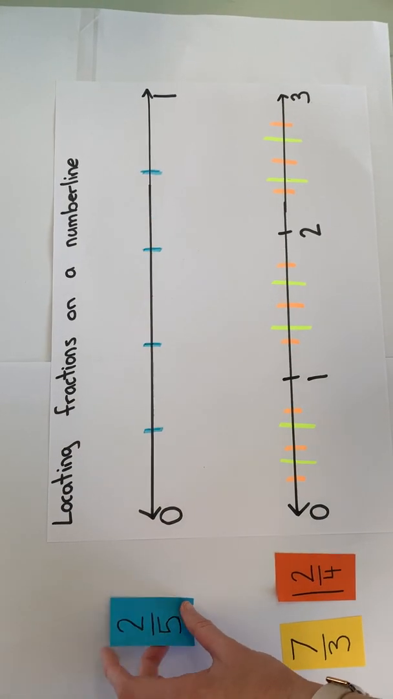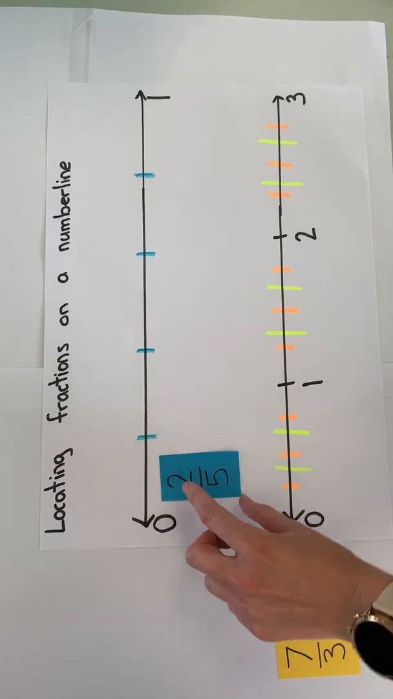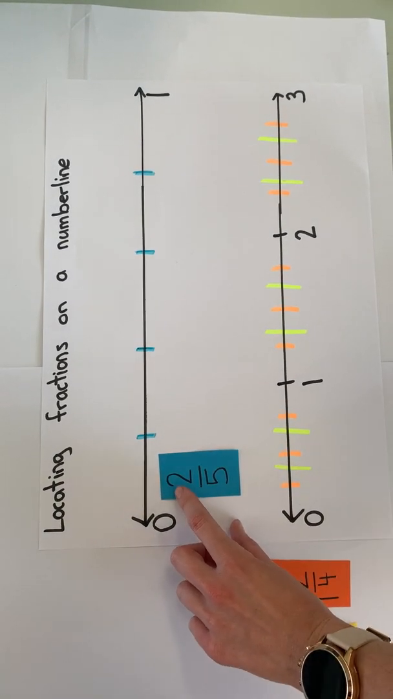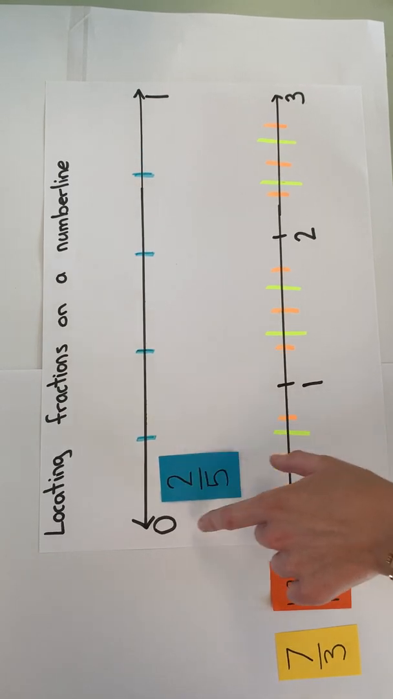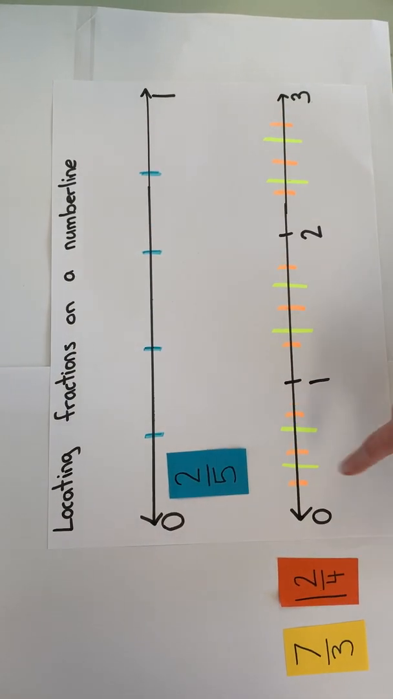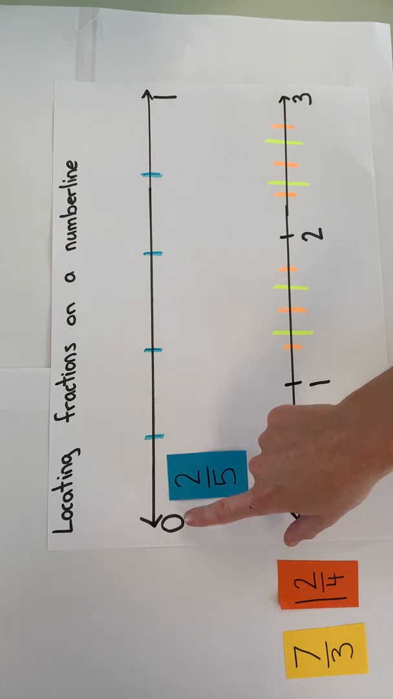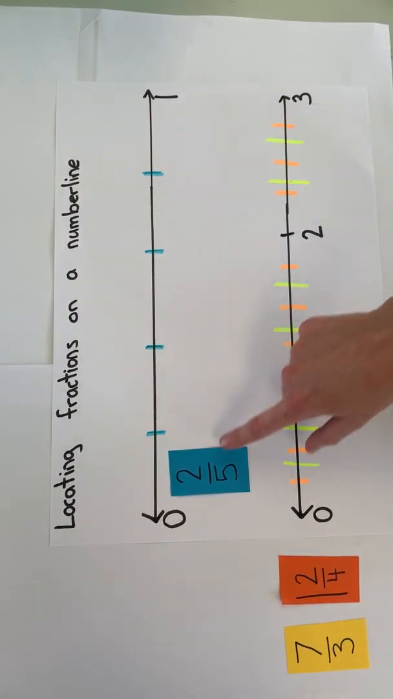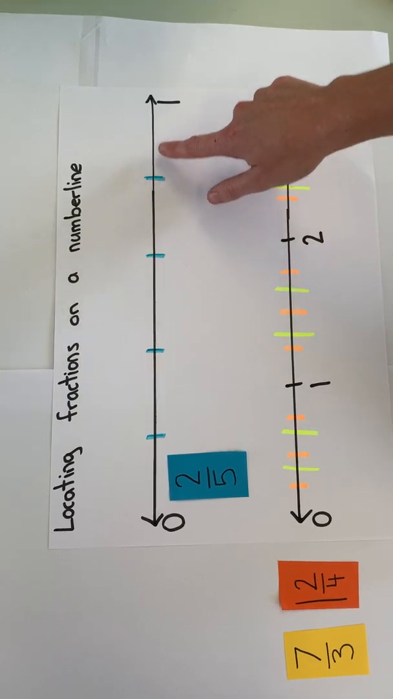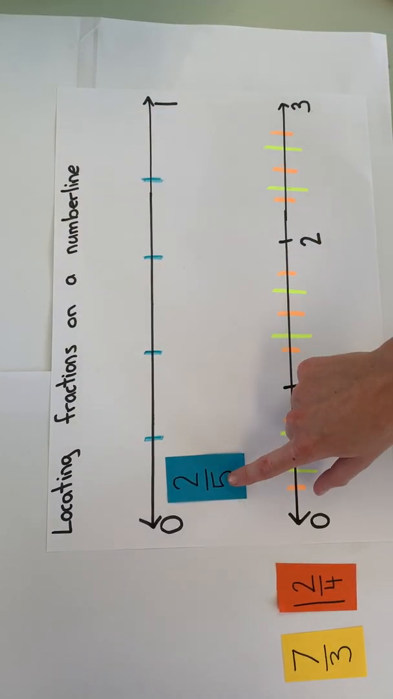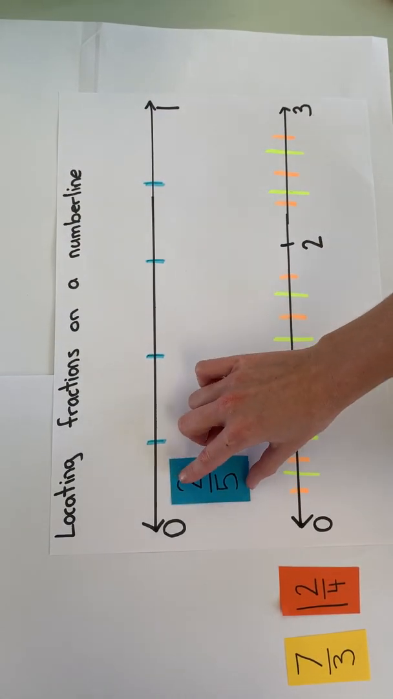So what we'll have a look at first is we look at the fraction and read it, it's 2/5. So now we look at the denominator. That tells us how many parts our whole is broken into. Now I have broken my number line into 5 parts. 1, 2, 3, 4, and 5. And we need to find where 2/5 goes.